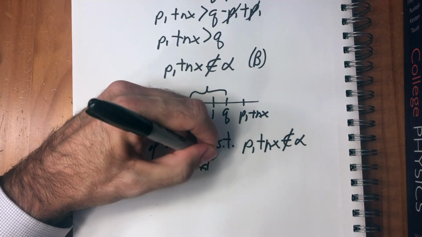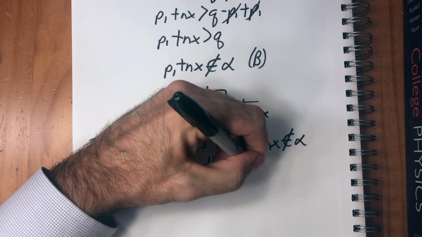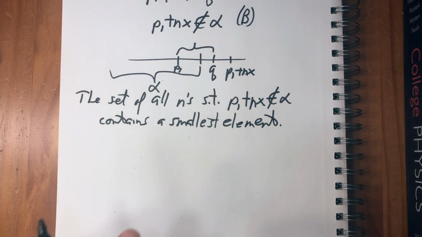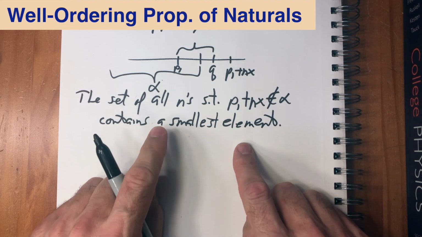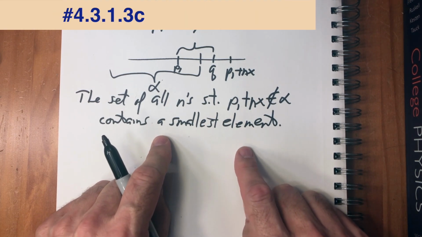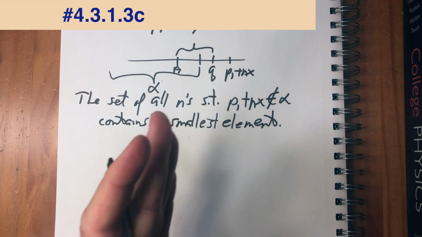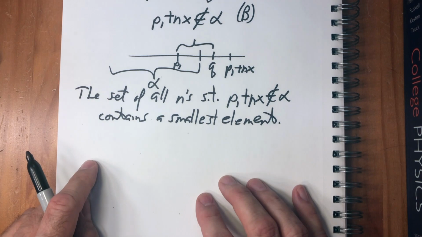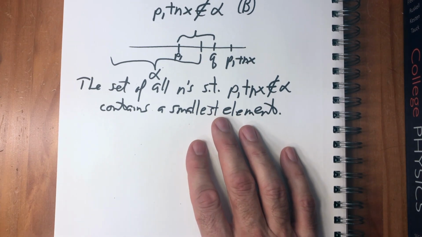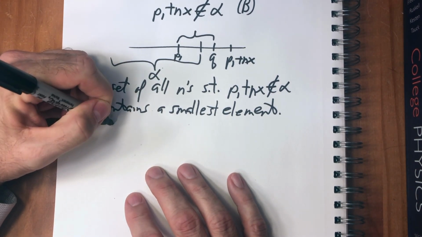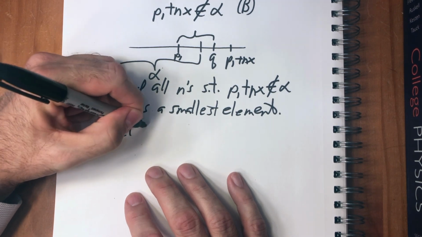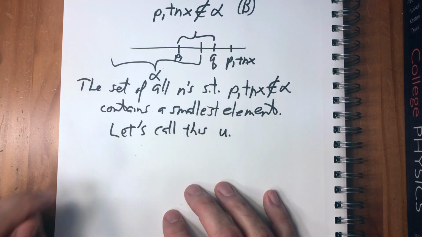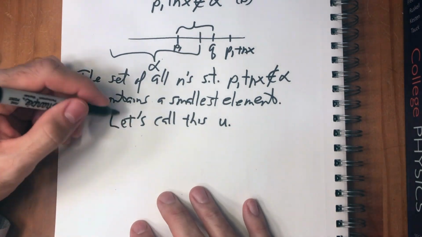And this was something that we proved when we were looking at the Archimedean property, because we had to prove, if you remember, we were looking at the well-ordering principle of natural numbers, and that any set of natural numbers always has a least element, and so any set of integers that's bounded from below has to have a smallest element as well. Okay, so we'll call this u. Okay, so what do we know so far?